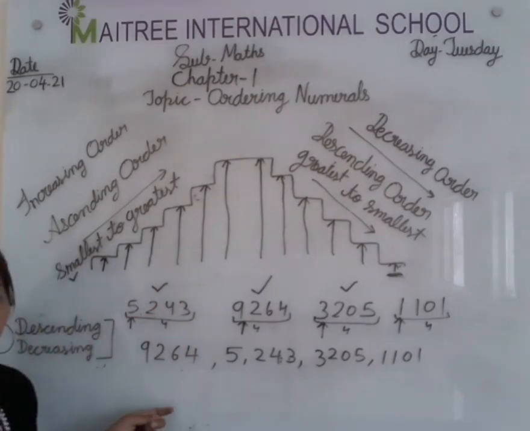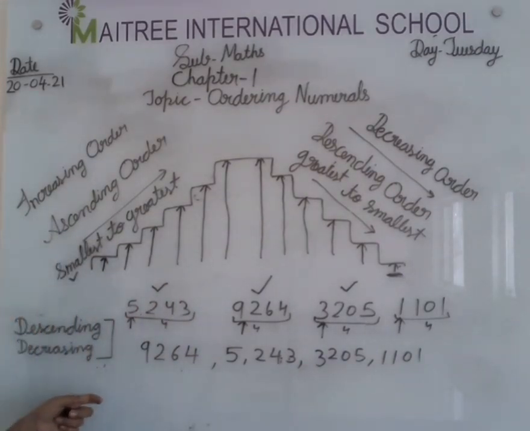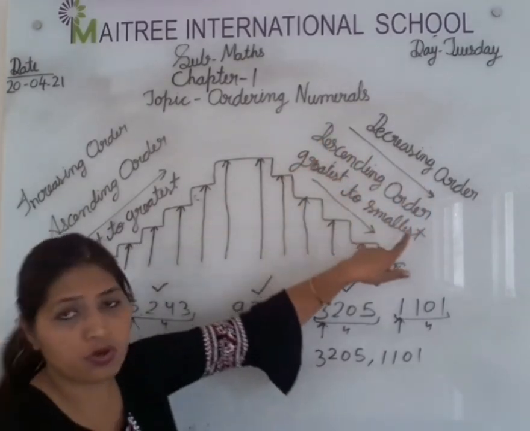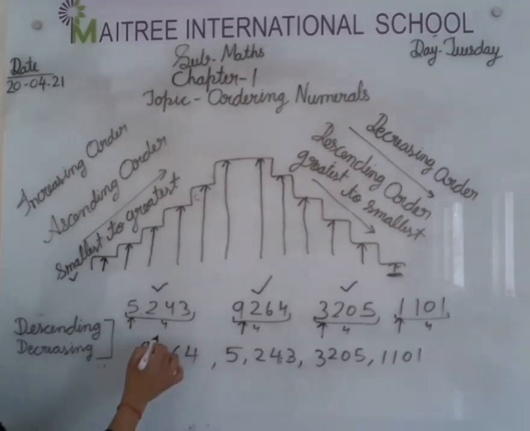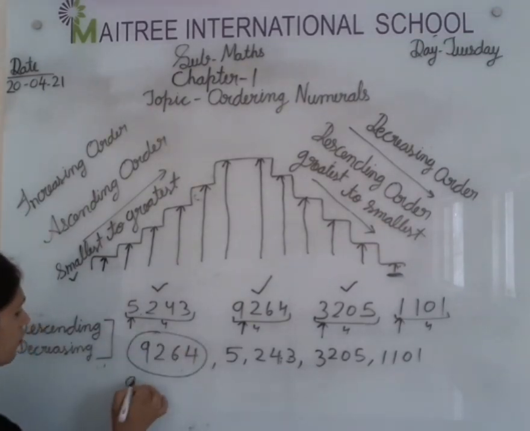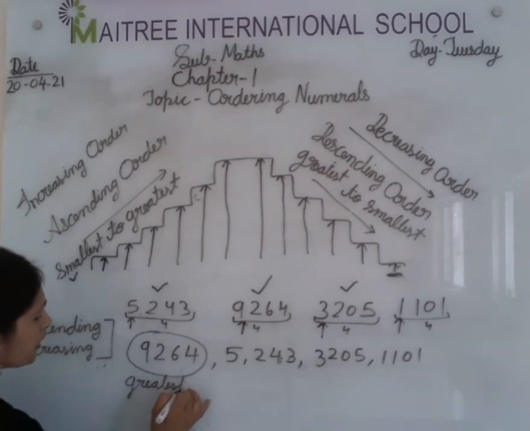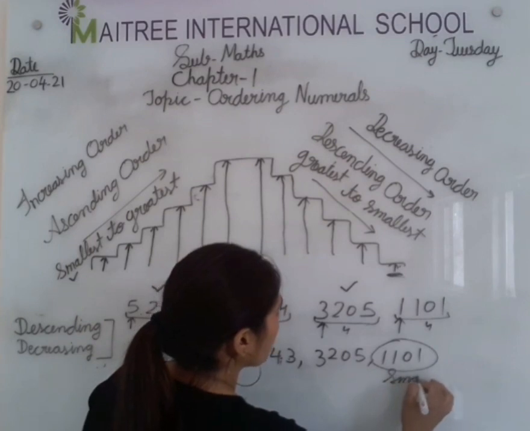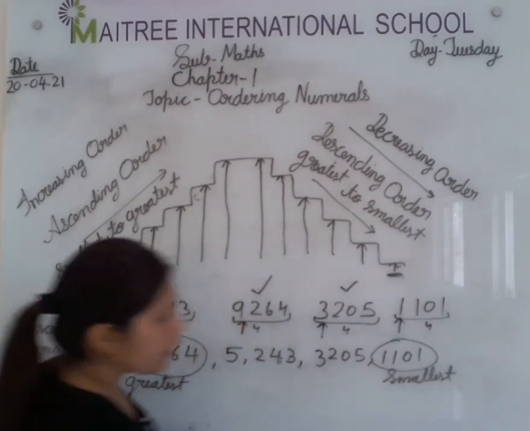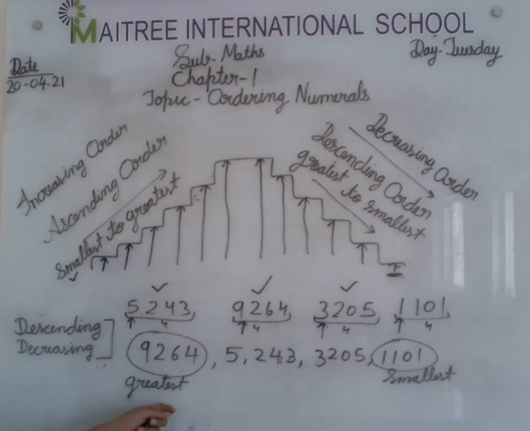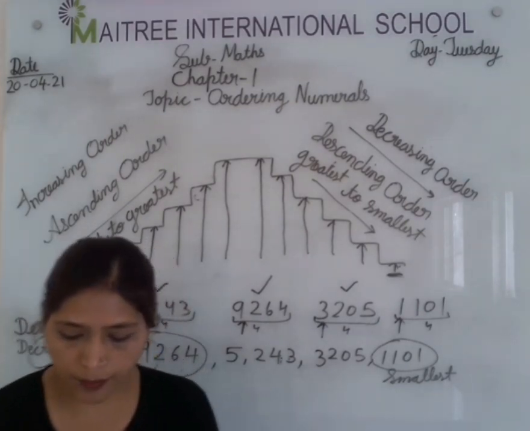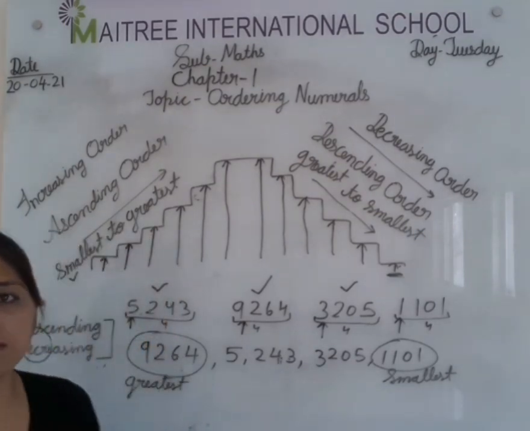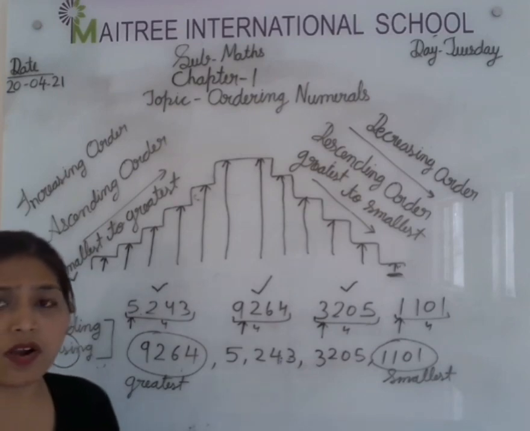So in this way we have arranged the numbers in decreasing order, descending order, or you can say greatest to smallest. See here, this is the greatest number and this one is the smallest number here. I hope it is clear to you all now. Greatest number and smallest number, ascending and descending order.